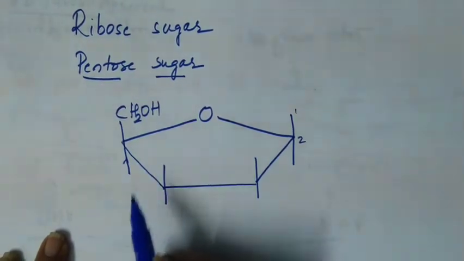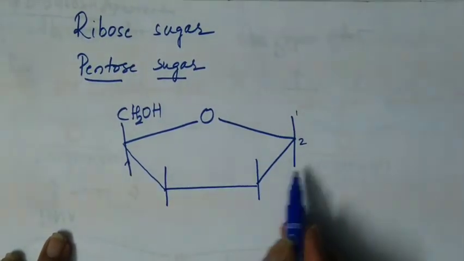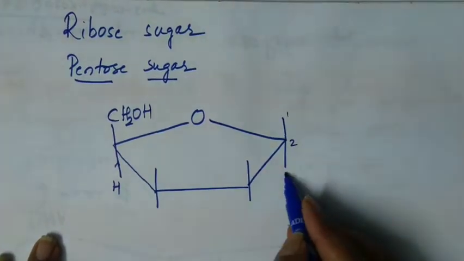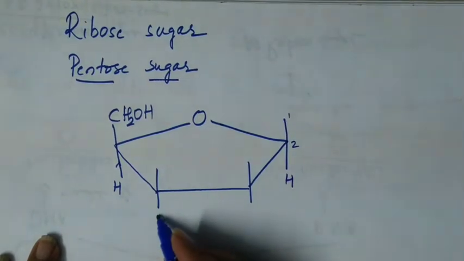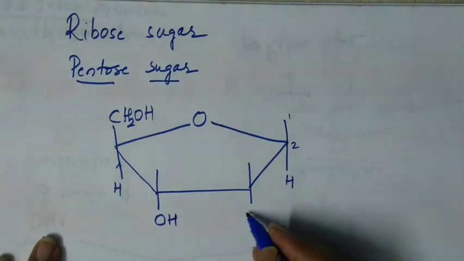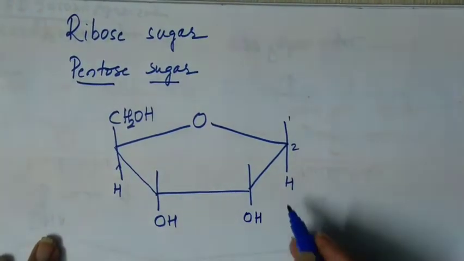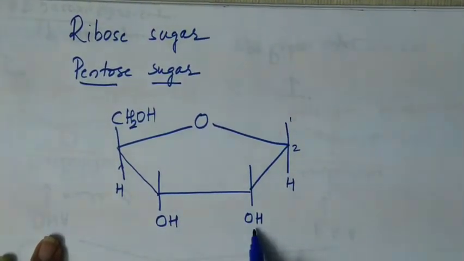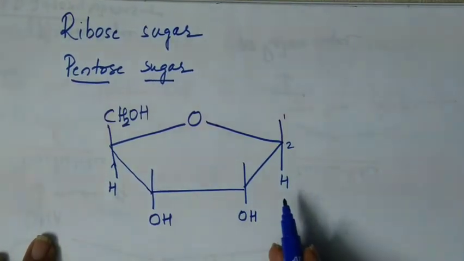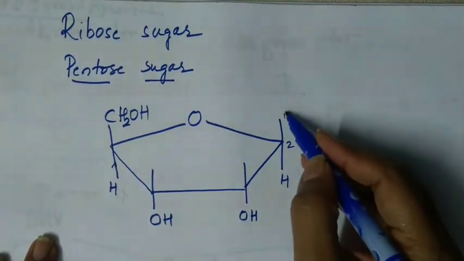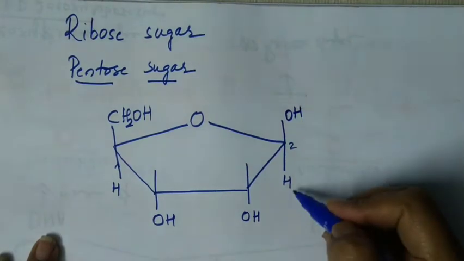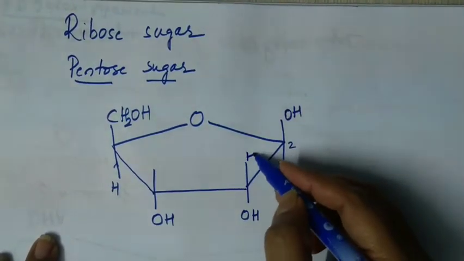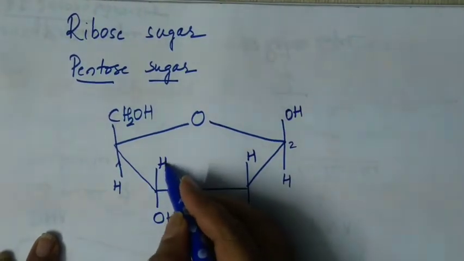Write CH2OH here. On either side of it, outside you will write the small atom, baby atom hydrogen, and inside you will write the heavier groups OH, OH. So it is H, OH, OH, H. Outside it is H and inside it is OH. Alternatively, you will write the opposite: opposite to OH is H. Here OH is there, write H. Here OH is there, write H.